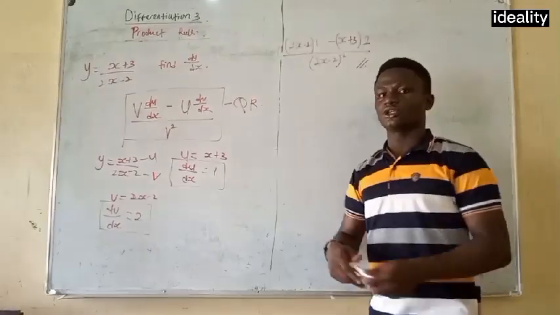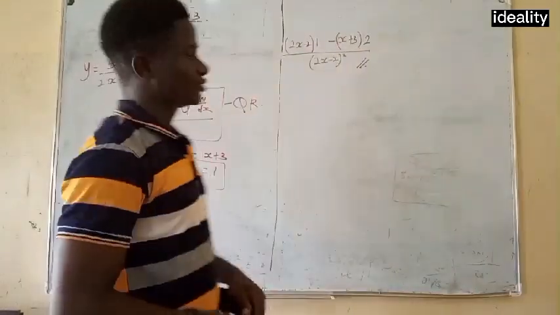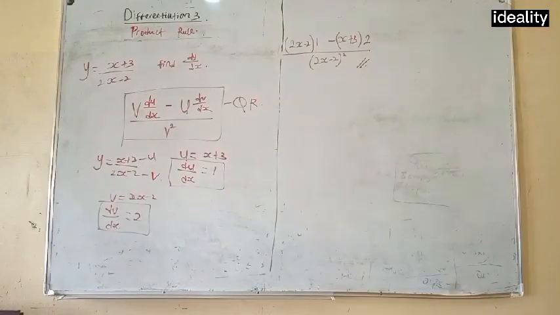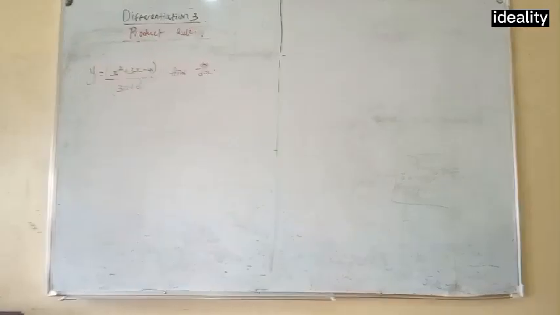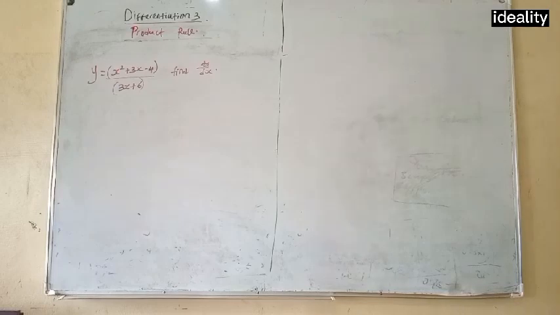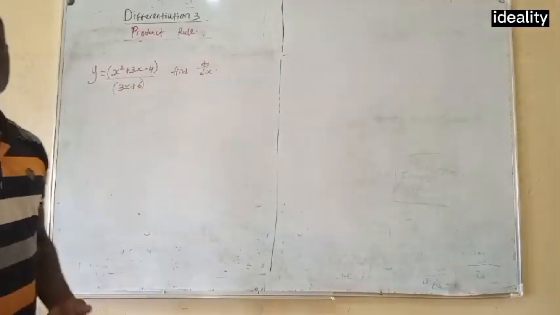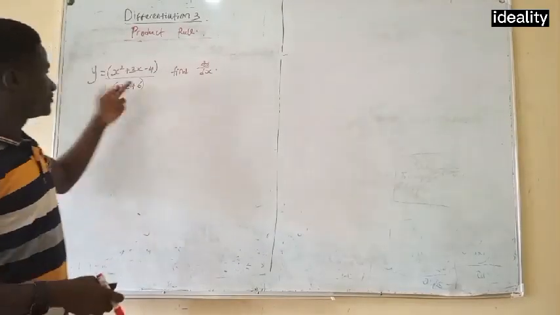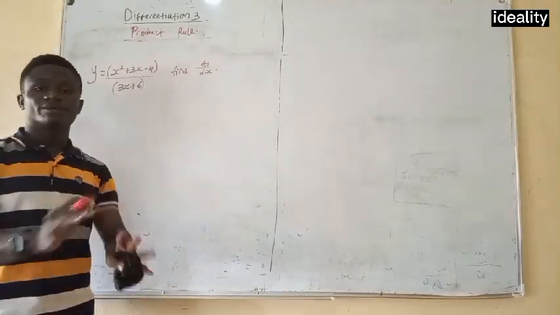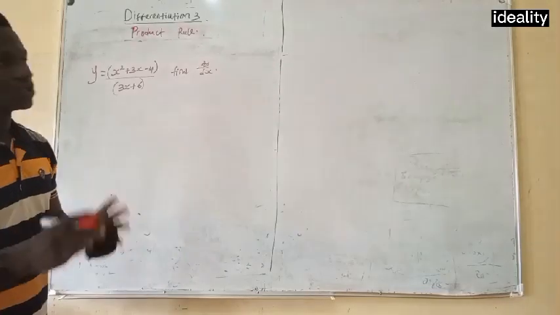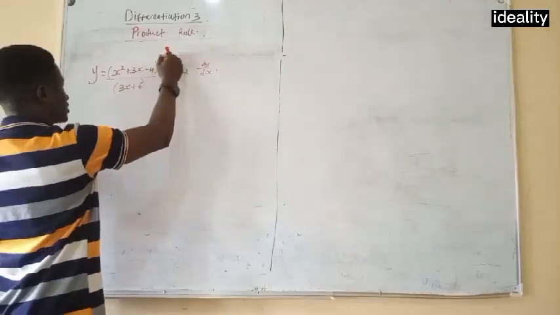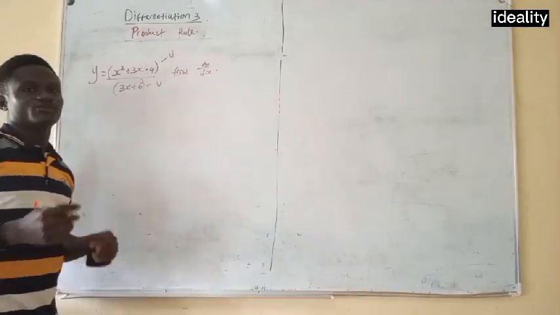Let's solve one more question on the quotient rule. Now, here is another question. y equals this over this. Find dy/dx. This is a division question of differentiation, so it's better for me to just use the quotient rule. I'll say this is my u, and this is my v.